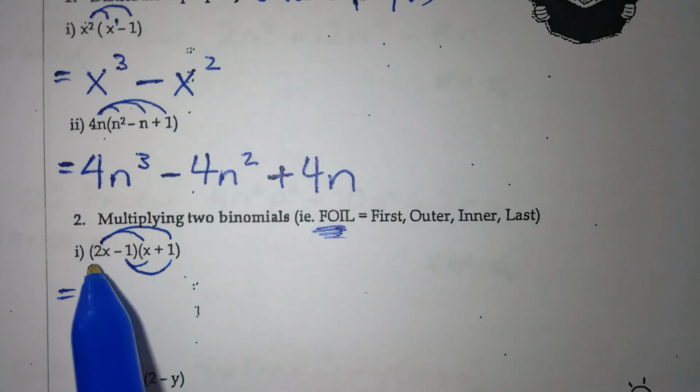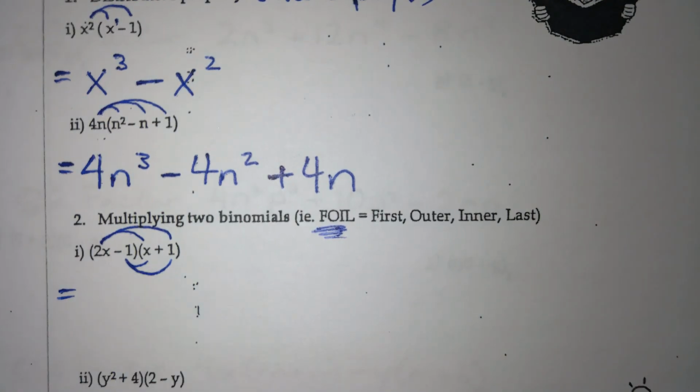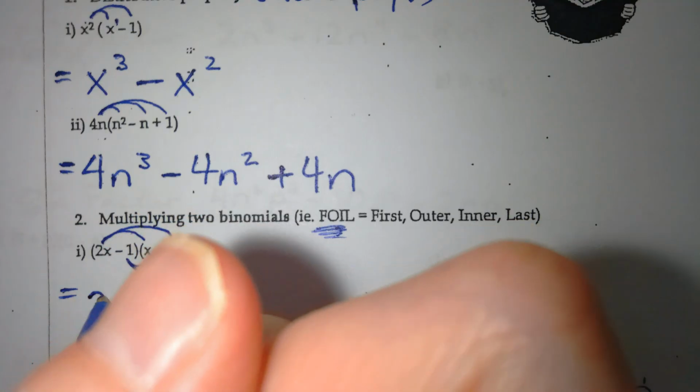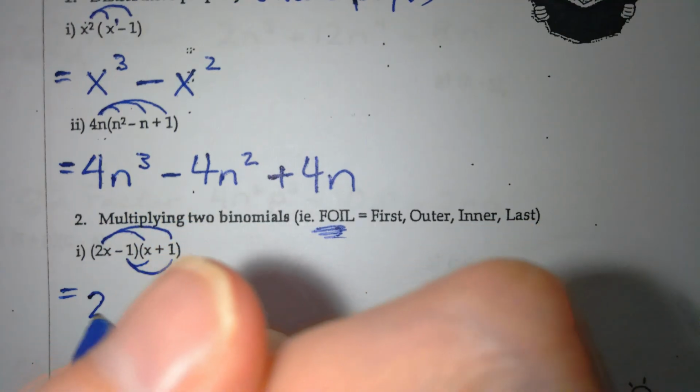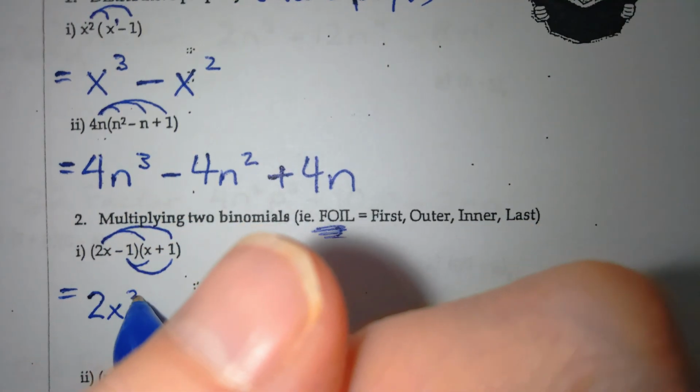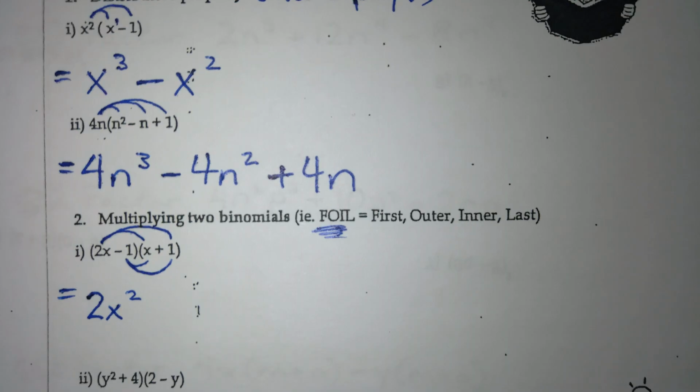Jaden, can you help me with this one? 2x times x. 2x squared. Thank you. Good that you didn't get distracted by Andy's 6-7.